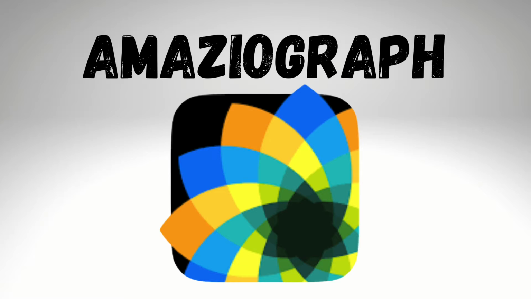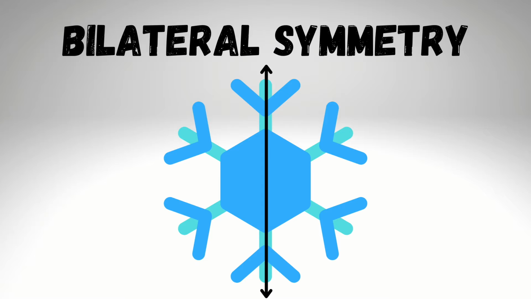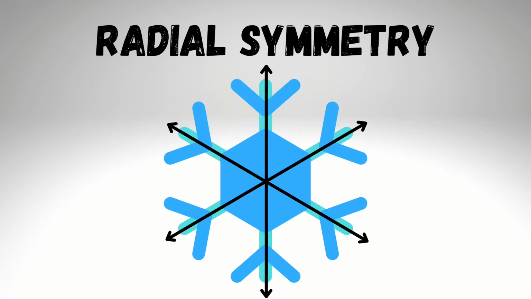Hi friends! This week we'll be continuing our work on the Amaziograph app. Amaziograph focuses on symmetry, whether it's bilateral symmetry, or something that's the same on both sides, or radial symmetry. And remember, radial symmetry means the design that radiates from a central point is the same on all sides.